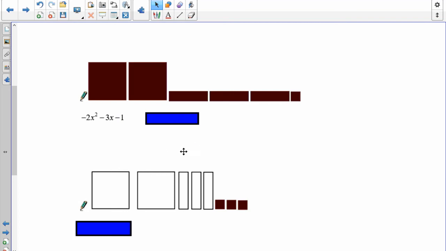So the next one down here, I've got 2x squareds, and they're positive. I've got 3 x's, and they're positive. And I have 3 negatives. So I have 2x squared, 3 x's, and 3 negatives. 2x squared plus 3x minus 3.